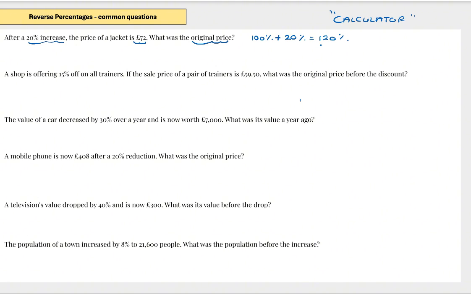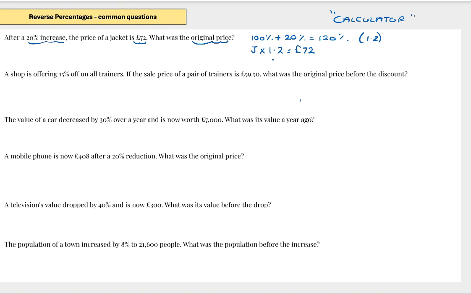Now, you need to convert this into a decimal. And obviously, you're going to do that by dividing by 100. So it now becomes 1.2. Nice and easy. So we're going to call it a jacket. So we're going to say J times 1.2 equals £72.